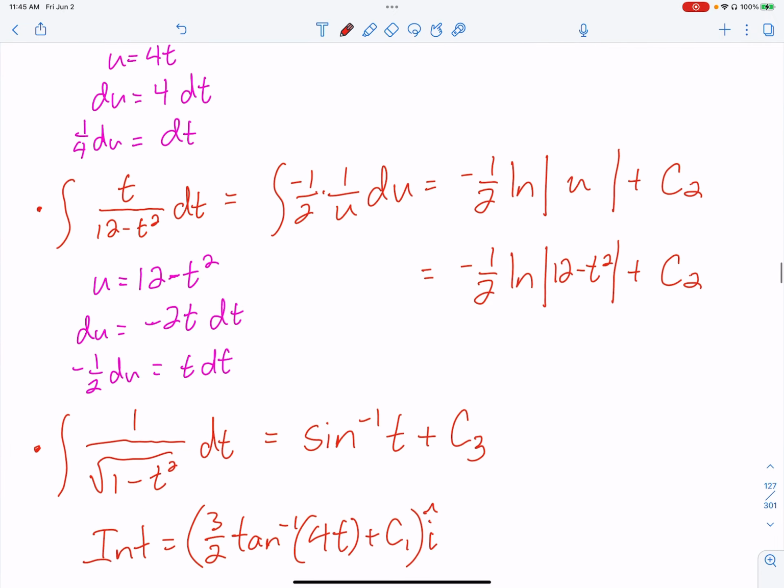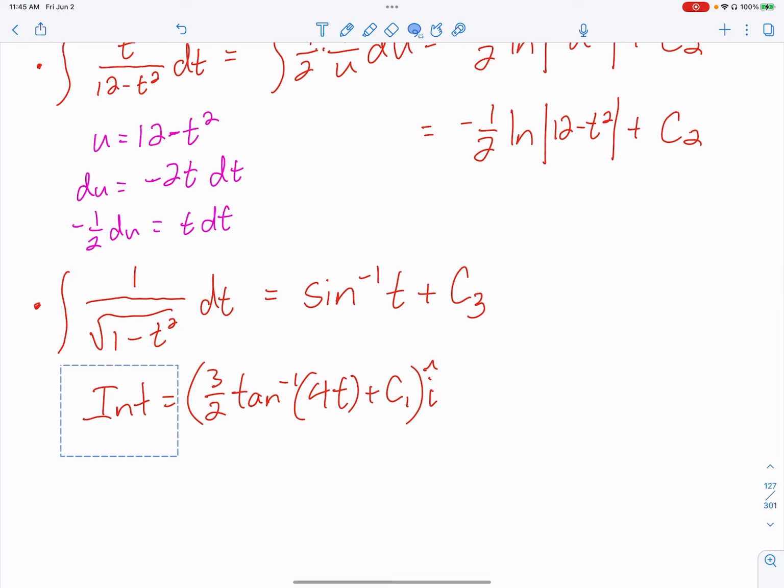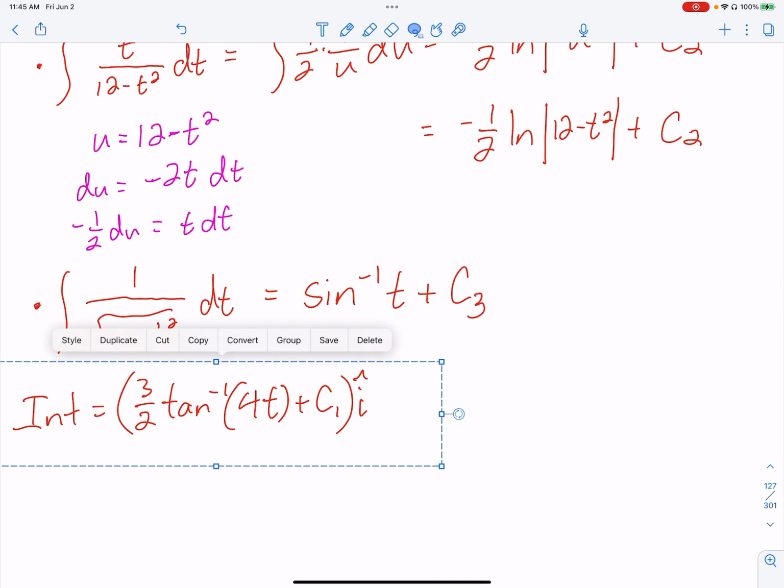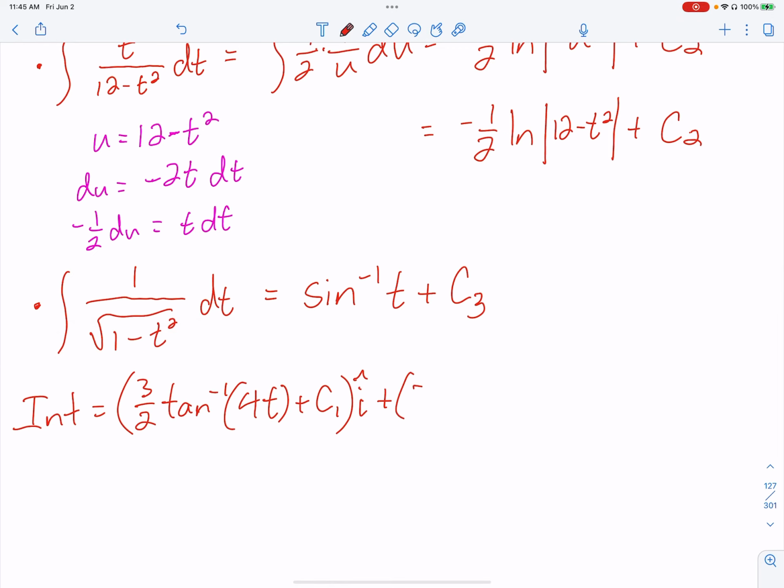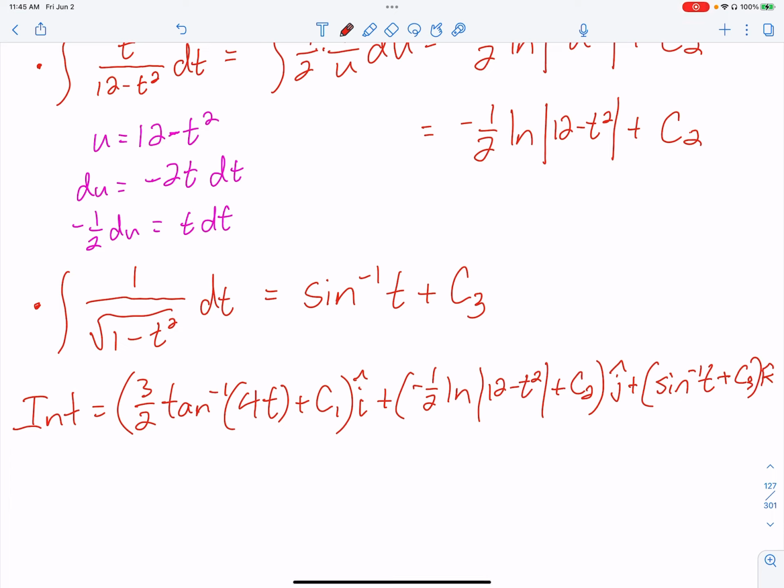Okay, I can zoom back in now. I'm going to make this a bit smaller, scoot it over at least, plus negative 1/2 ln of the absolute value of 12 minus t squared plus c2 j, and then plus inverse sine t plus c3 k. So that is our integral.